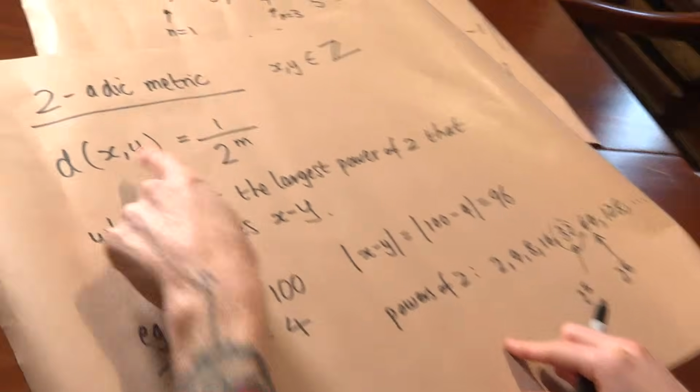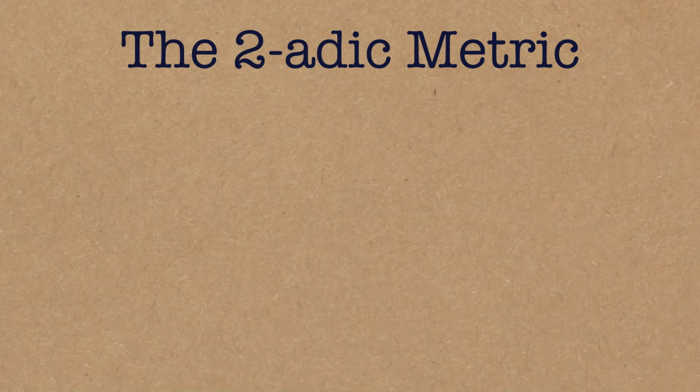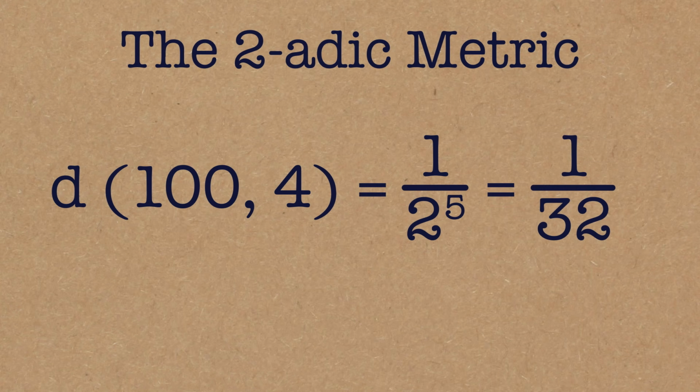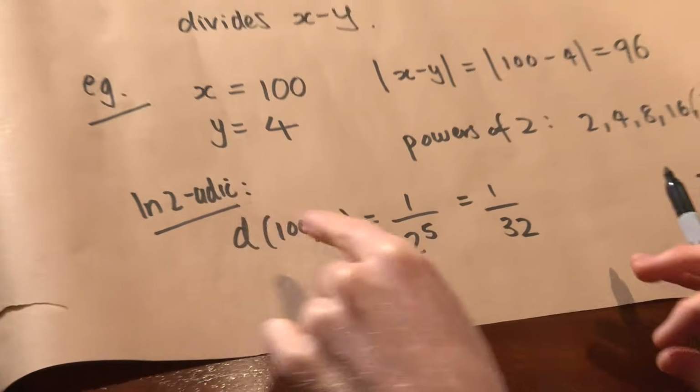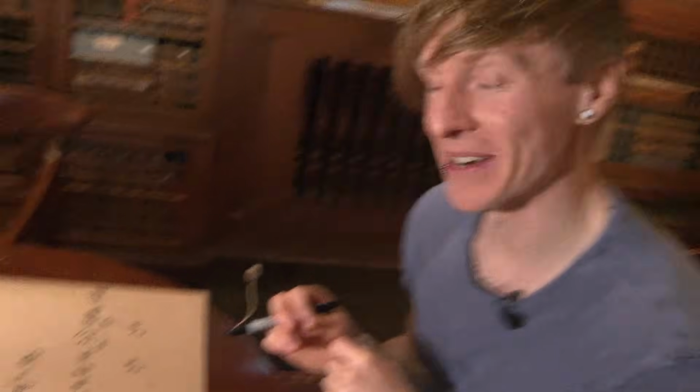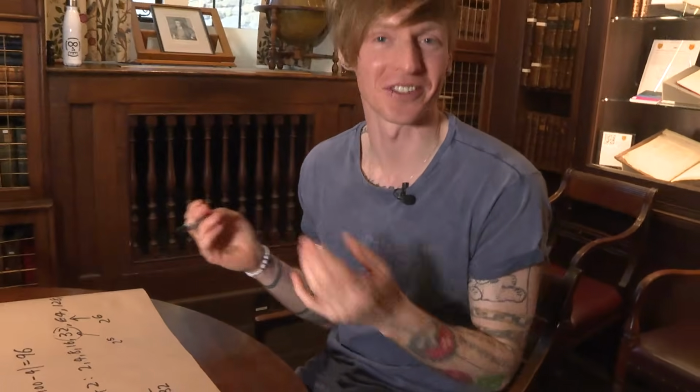So in our definition, we can say in the p-adic metric, the distance between 100 and 4 is 1 over 2 to the biggest power. So here, 2 to the 5. So that's going to be 1 over 32. So in the usual definition of distance that we're all used to, these numbers are 96 apart. However, in this metric, they are 1 over 32 apart, which doesn't feel at all natural.